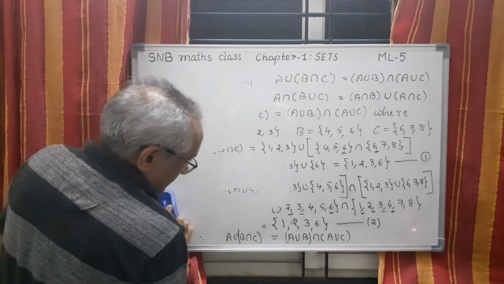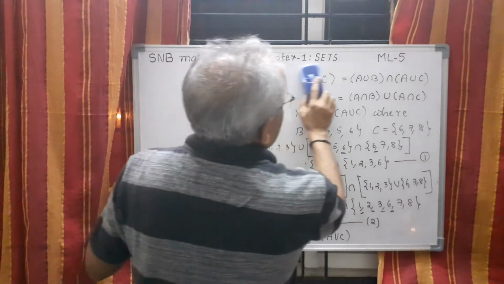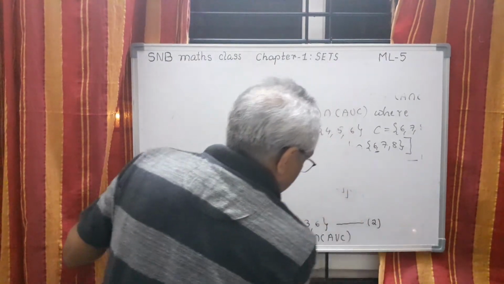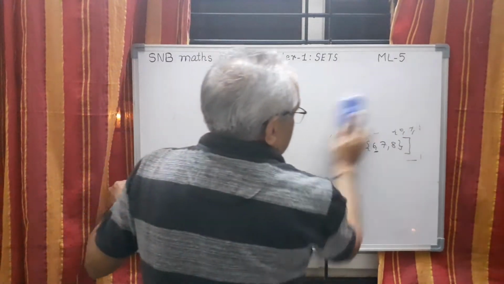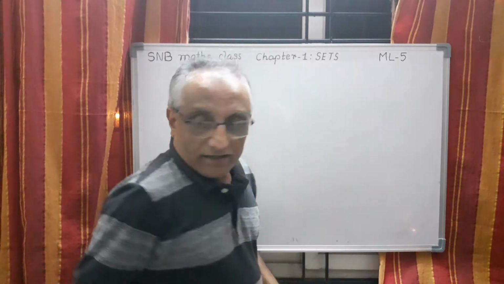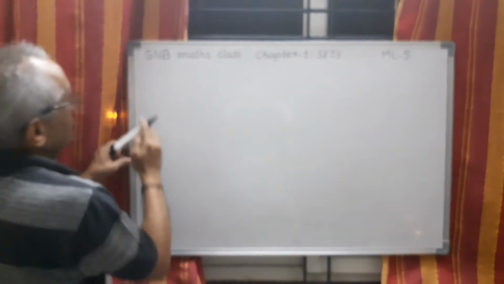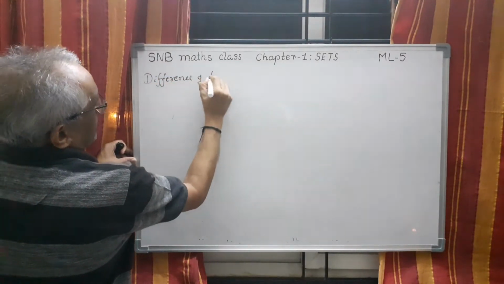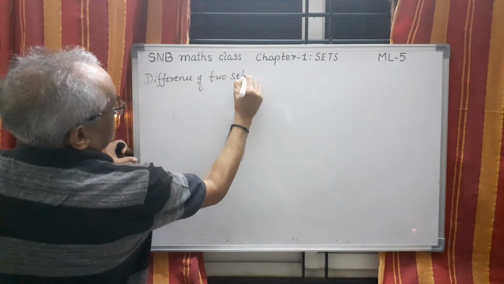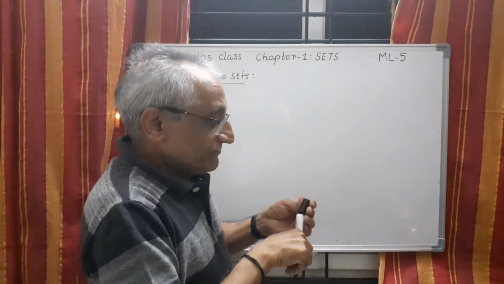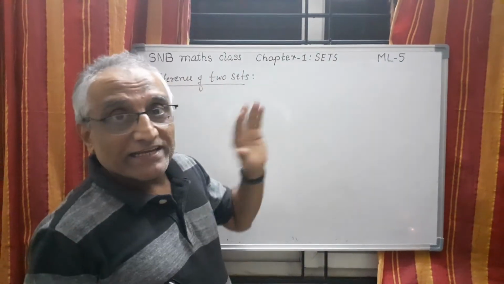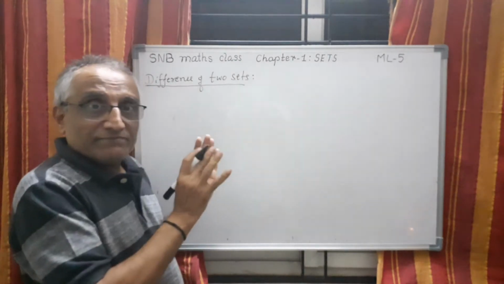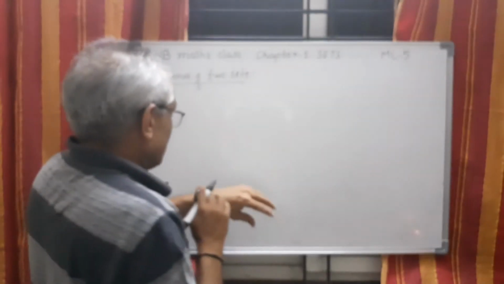Now let us proceed. Today I would like to introduce one more operation, that is the set difference. So let us take today the set difference, or you can write difference of sets, difference of two sets. Of course, this is a little bit different from union and intersection, and you should be very careful. Here also, first let me give an example, then we shall see how we can do it.